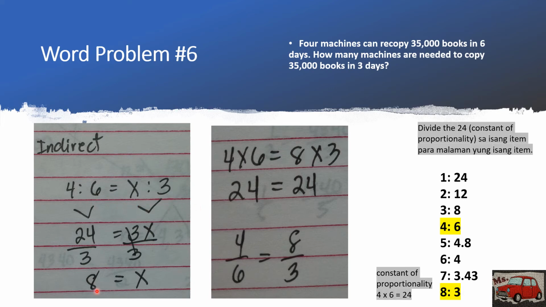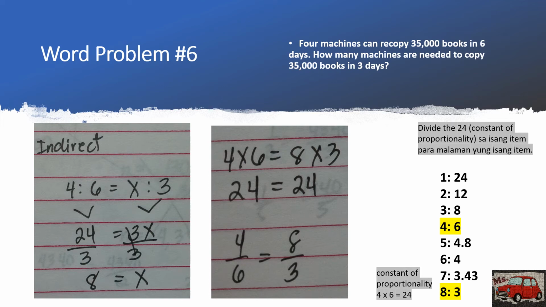Alright? So, for us to check, we have 4 times 6, that is 24. And then, yung x na 8, 8 times 3, that is 24. So, pantay, it means proportion. Okay? So, in this case, let's see. So, 4 over 6, naging 8 over 3. So, yung 4 times 2, and then yung 6 divided by 2. So, parehas 2 yung ginamit, pero yung isa minultiply, and then yung isa dinivide. Kasi nga, indirect siya, so yung isa nagtaas, yung isa bumaba.